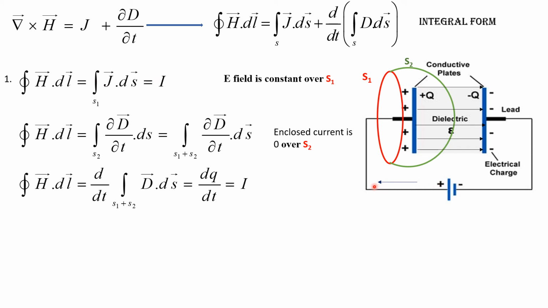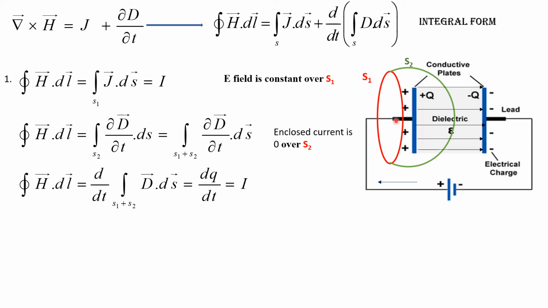This is the total current from the battery. Why is this term 0? Because when we draw this surface, cutting this line, we can have a current I enclosed, but here the current is flowing while the rate of change of electric field is constant. So this ∂D/∂t will be 0. Electric field is constant, so a constant electric field gives rise to zero current. So on this surface we get this equation.